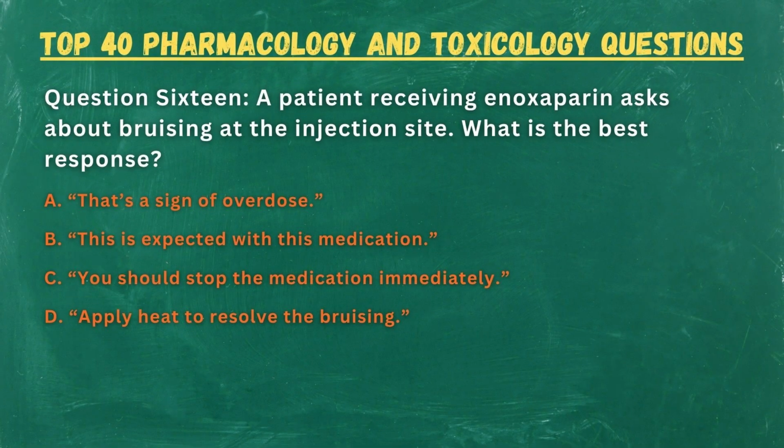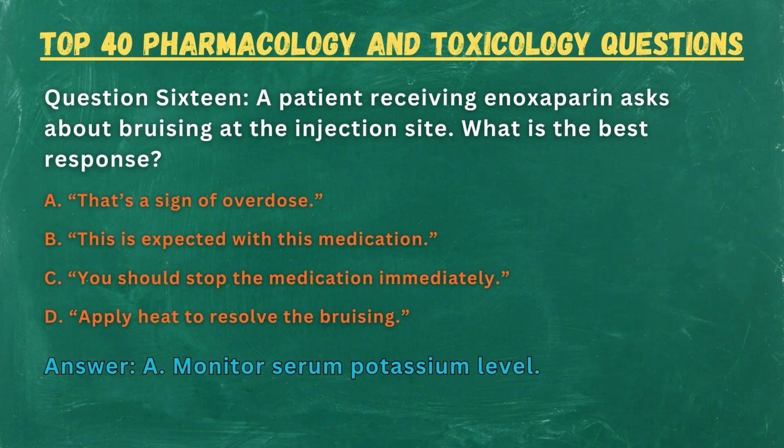Question 16. A patient receiving enoxaparin asks about bruising at the injection site. What is the best response? A. That's a sign of overdose. B. This is expected with this medication. C. You should stop the medication immediately. D. Apply heat to resolve the bruising. Answer: B. This is expected with this medication.